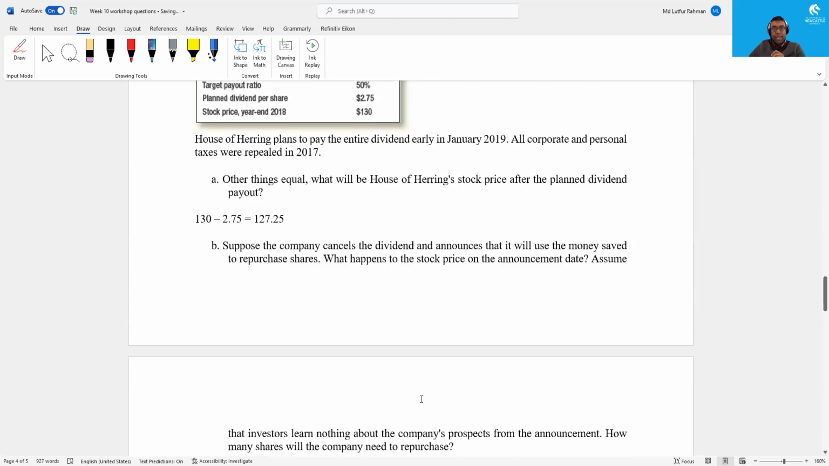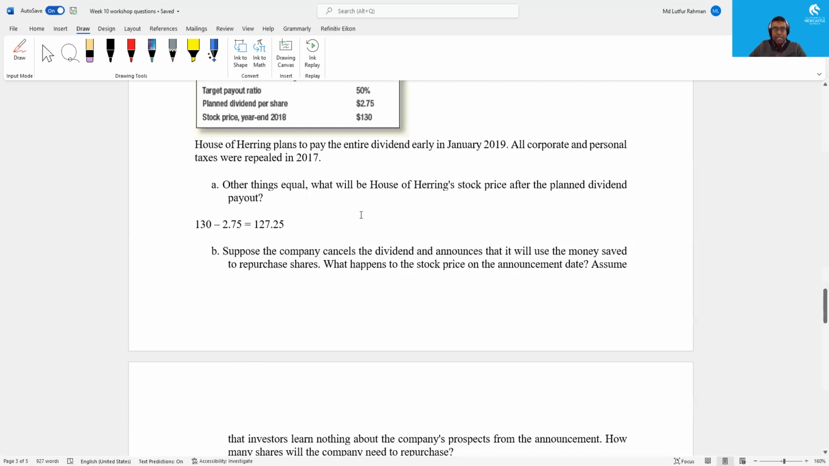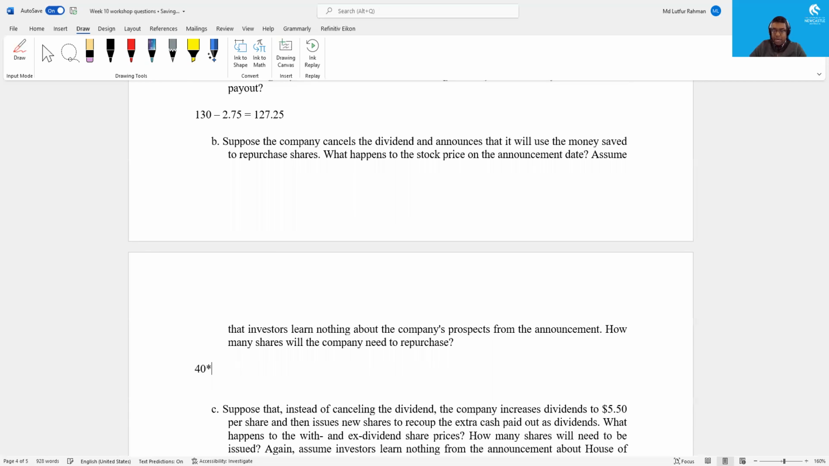So they will cancel the dividend and they will repurchase. How many can they repurchase? Now look, how many shares does the company have? 40 million, am I right? 40 million. And how much is the dividend? 2.75. So how much money do you save for not providing dividend? This amount, right? 40 million times 2.75. And to repurchase, each stock will cost 130, right? As a result, you will be able to repurchase 0.846 million shares.